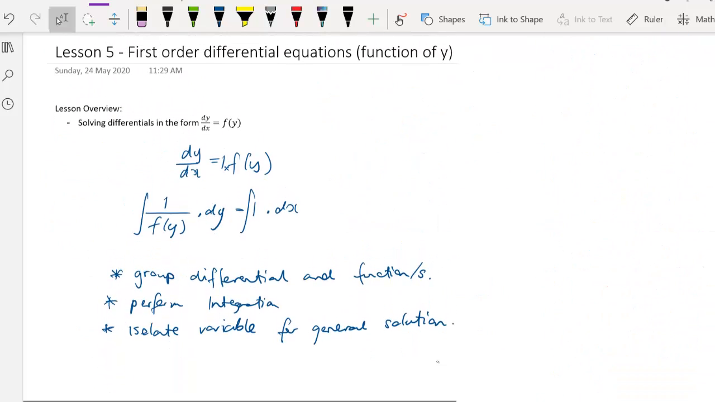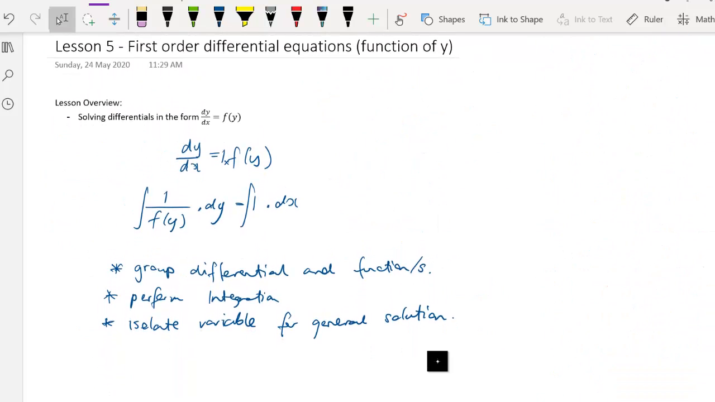Okay, so that concludes the lesson. That's looking at the first order differential equations, ODEs, when we're in the form dy/dx is equal to f of y.